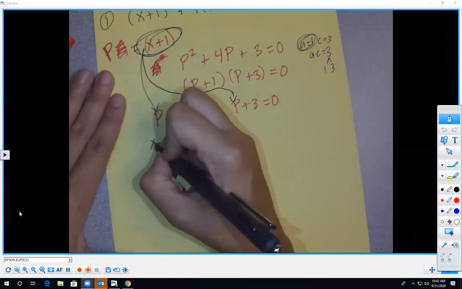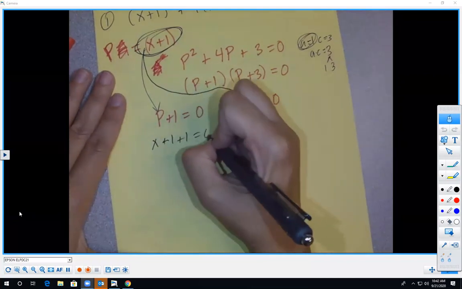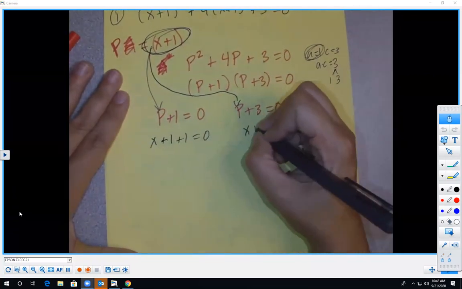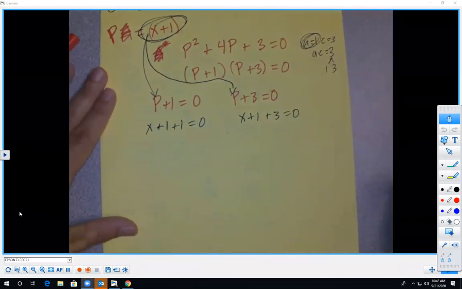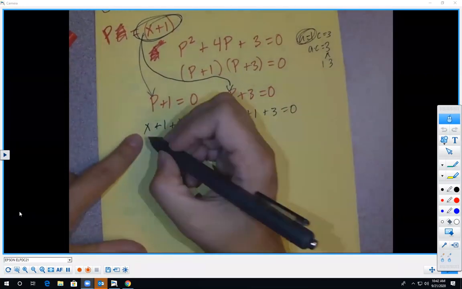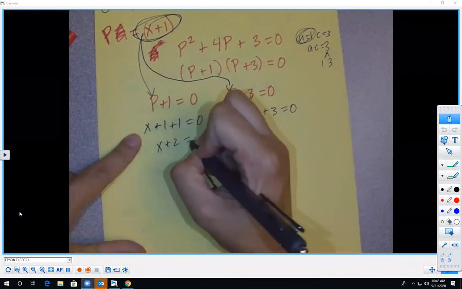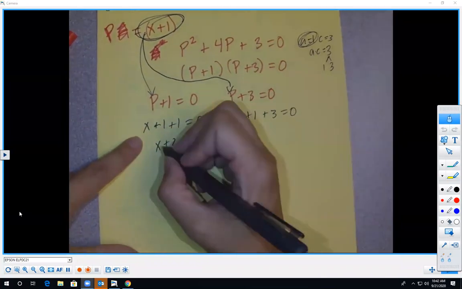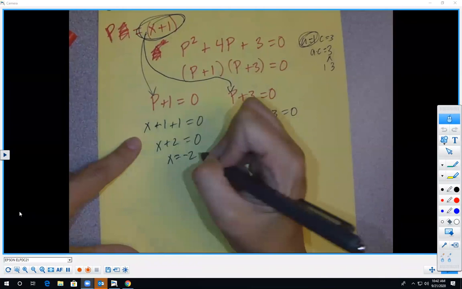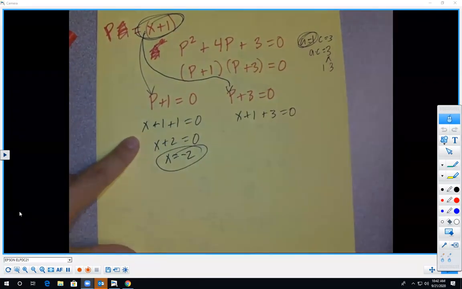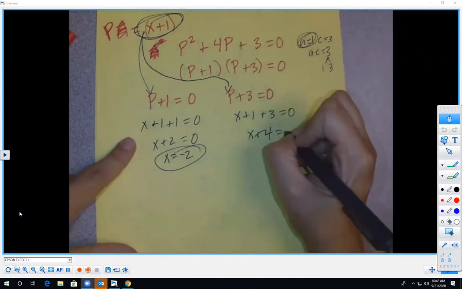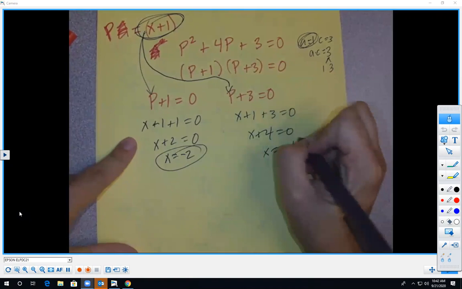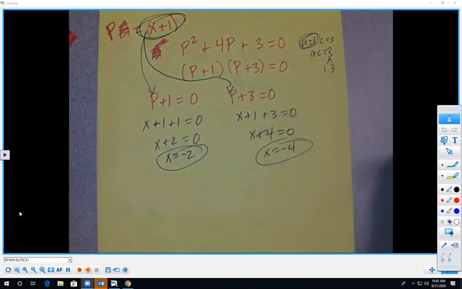So this becomes x plus 1 plus 1 equals 0, and x plus 1 plus 3 equals 0. What's x plus 1 plus 1? x plus 2 equals 0. To solve for x, subtract 2. You get x equals negative 2. Same thing here. x plus 1 plus 3 is x plus 4 equals 0. Subtract 4. You get x equals negative 4.